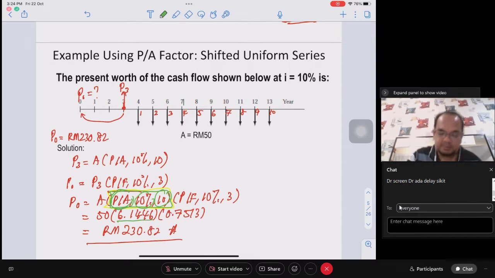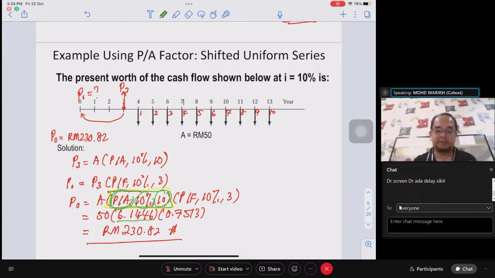So, anything else? Ada apa-apa nak tanya lagi? This example. Okay, doctor. Where is Islam? Islam Ahmed Hashim Salim. Where is he? Where are you? Islam? Ahmed? Yes, doctor. Yeah, you understand? Okay, good. Very good.